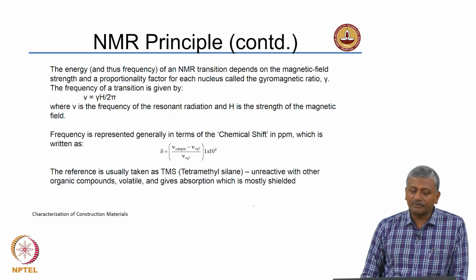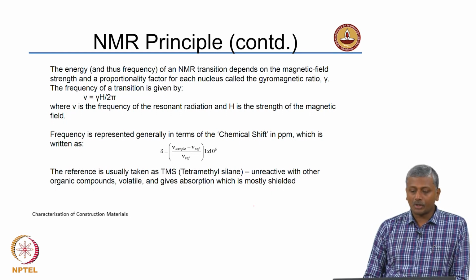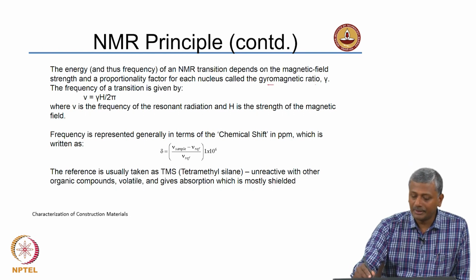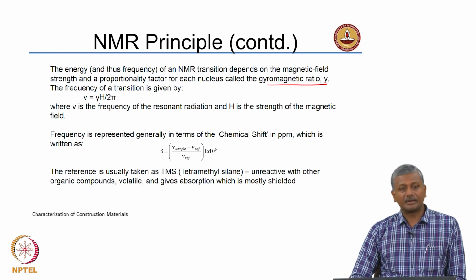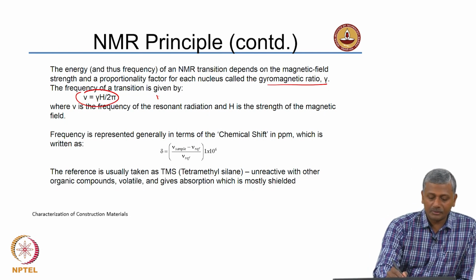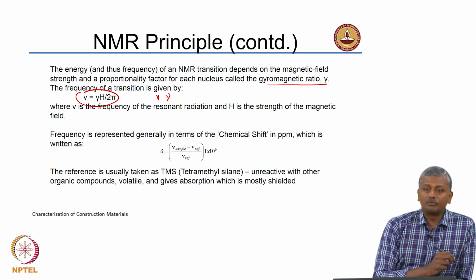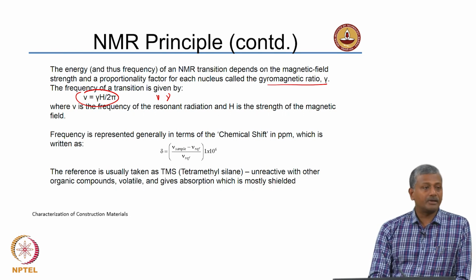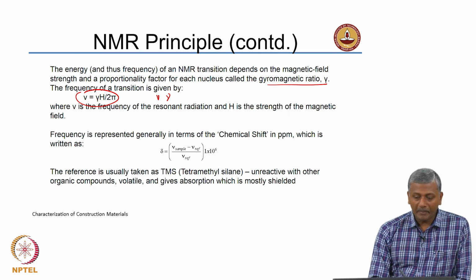So, the energy of the NMR transition, as I said, depends on the magnetic field and the proportionality factor for each nucleus, which is called the gyromagnetic ratio, gamma. So, the frequency of a transition is given by, of course, this is not V, it should be nu, frequency is written as nu. Okay. So, nu is given by gamma H by 2 pi, where gamma is the gyromagnetic ratio, H is the applied magnetic field.